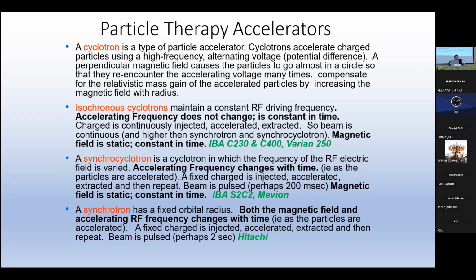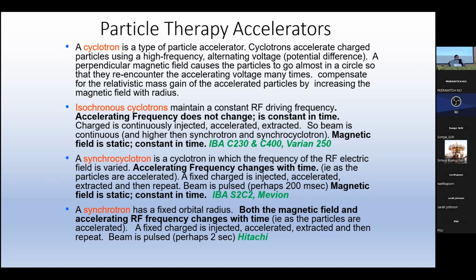But the isochronous, what this means is it has to maintain a constant RF. The RF is your acceleration, the radio frequency, the thing that's giving the kick, giving it more and more energy. So that is a constant, and it doesn't change. And the magnetic field is also static; it's constant in time. So the particle goes around and around, kind of spiraling out, and gets to relativistic energy, then comes out, and that's what you use eventually to treat the patient.